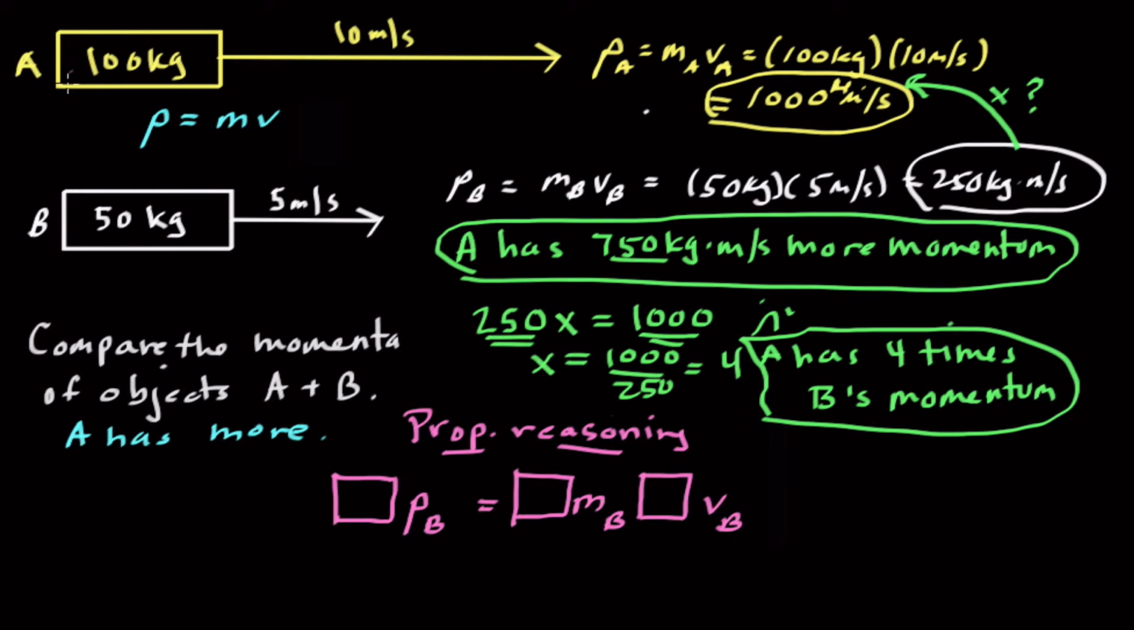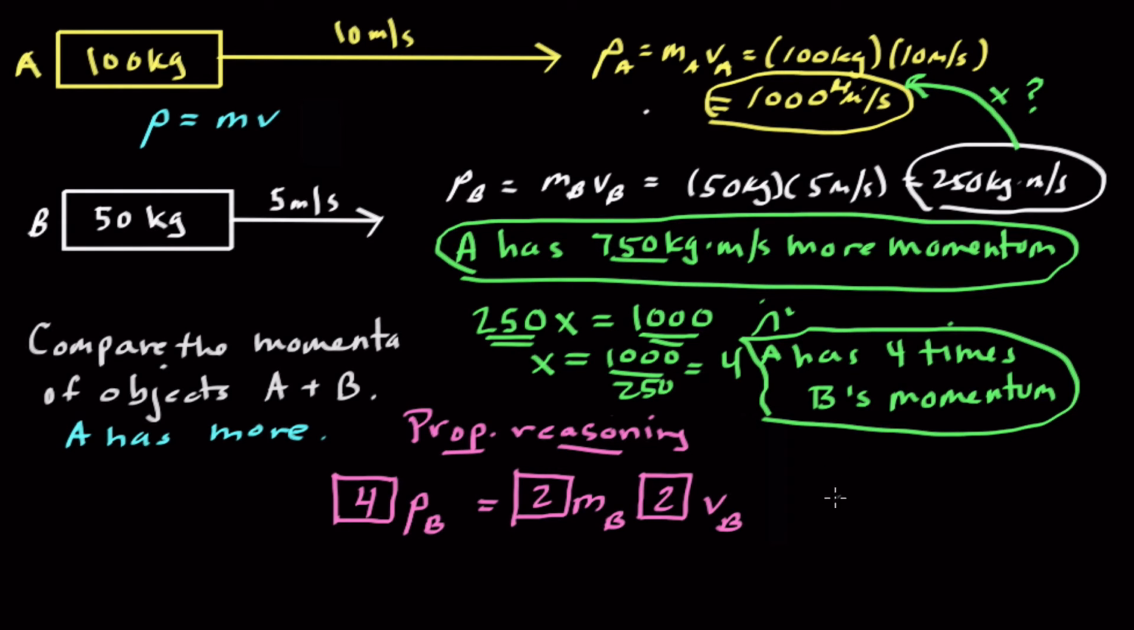So let's look at this. A compared to B has twice the mass. B has 50 kilograms, A has 100 kilograms, it's twice the mass. Its velocity is also double. B is going 5 meters per second, A is traveling at 10 meters per second, that's also twice the velocity. So I just multiply these. 2 times 2 is 4 times the momentum. And look, I didn't have to do any of this work, and I get the same answer.